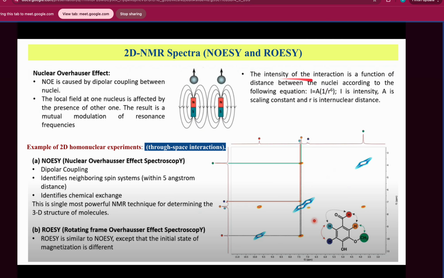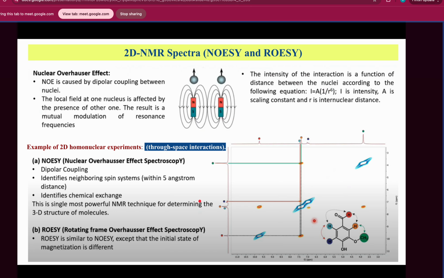So in this way, the intensity of interaction is inversely proportional to the distance. So this is the formula: Intensity equals A into 1 by R raised to power 6, where R is the internuclear distance and A is the scaling constant. So there is an inverse relationship. And nuclear Overhauser effect spectroscopy is known as NOESY, whereas ROESY means rotating frame Overhauser effect spectroscopy, which is similar to NOESY, but the initial state of magnetization is different between the two.